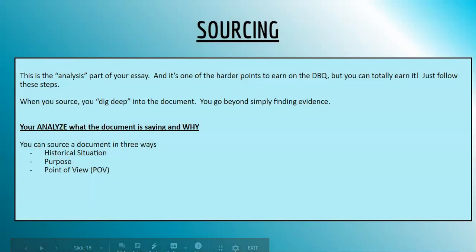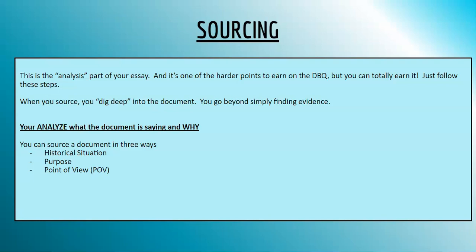Now, point number 6 is one of the hardest points to earn in the DBQ. It is your sourcing point. So let's explain that in a little bit more detail. This is basically the analysis part of your essay. You can totally earn it. It's not as hard as people make it out, but you've got to follow some very simple but direct steps.